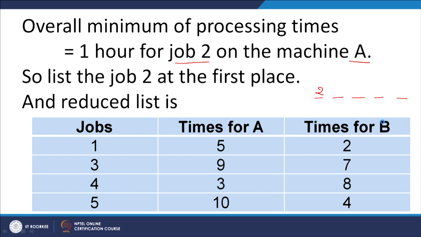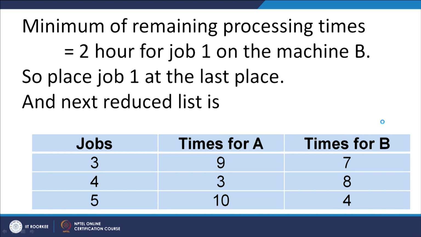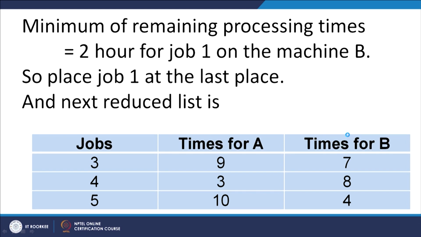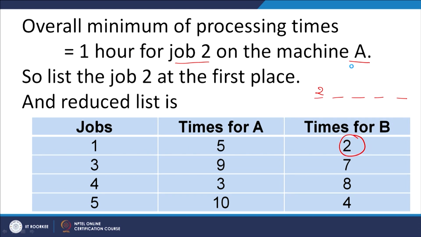Now, again this process will be repeated and the minimum of the processing times will be obtained, and you can see that it is 2 hours for job 1. Here it is, but it is on machine B, 2 hours for job 1 on machine B. So, job 1 has to be placed in the last place.